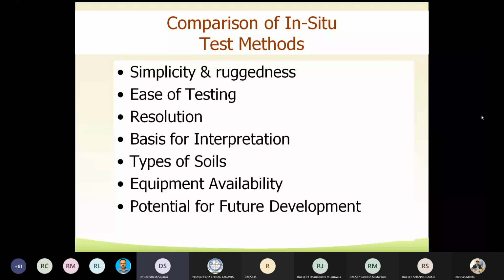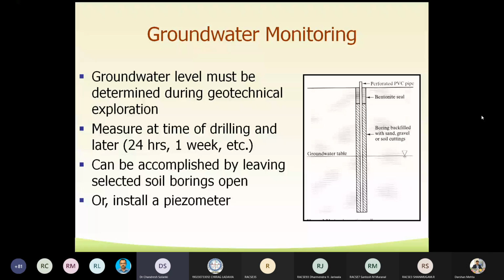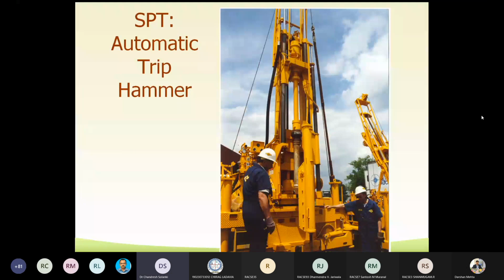Groundwater monitoring is needed at the site as it affects the bearing capacity and settlement, which has to be measured using the piezometer. This is the equipment for the SPT test.